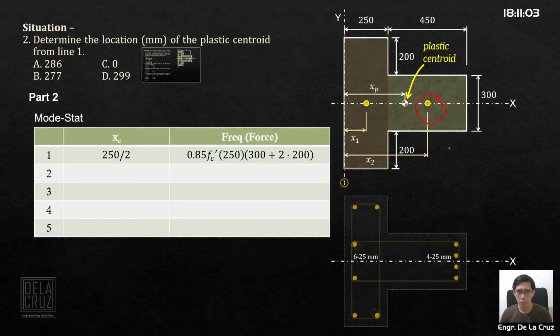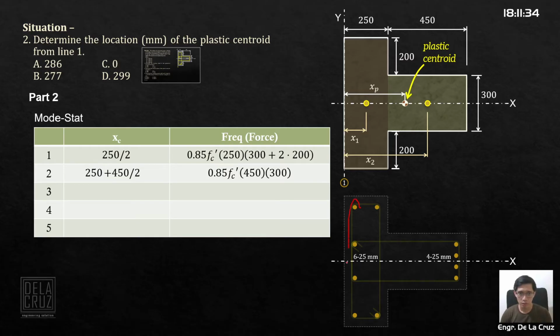Okay. For this one naman, yung x sub 2, still yung x sub 2 natin, the same lang din kanina. 250 plus kalahati ng 450. So, yung nagbago, meron ka ng 0.85 FC prime. That's the stress. The area is 450 by 300. Ayun, take note. Mag-contribute na yung ating steels dito for the forces.